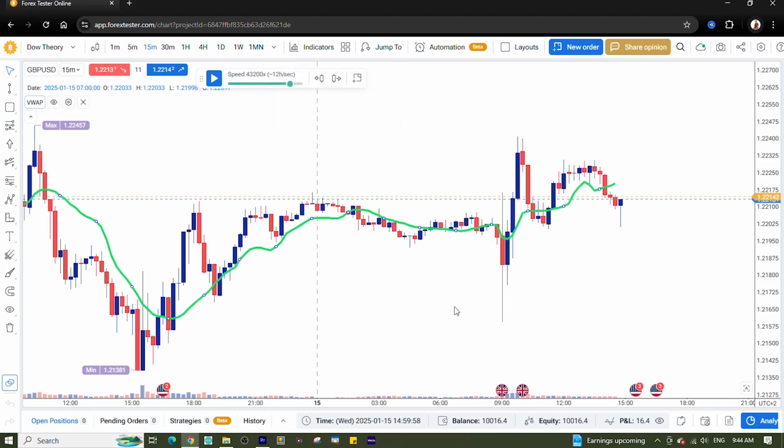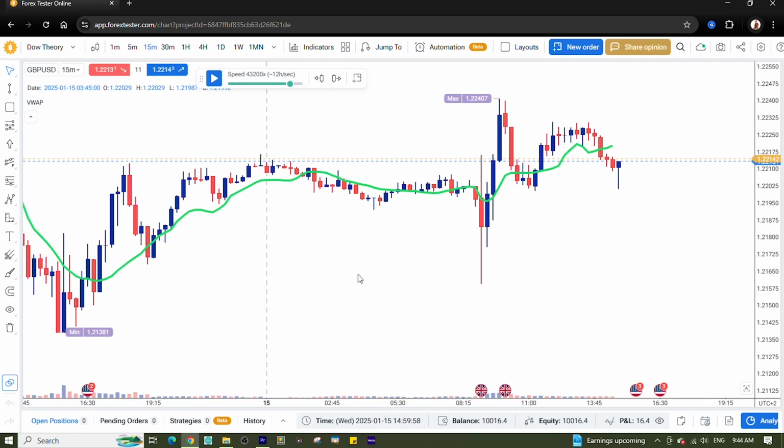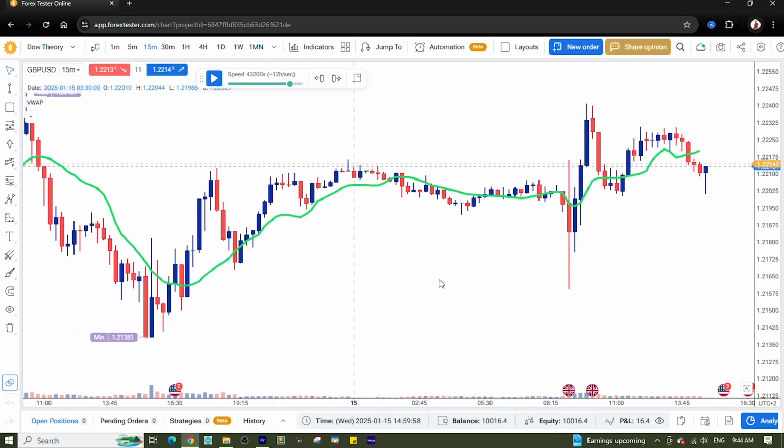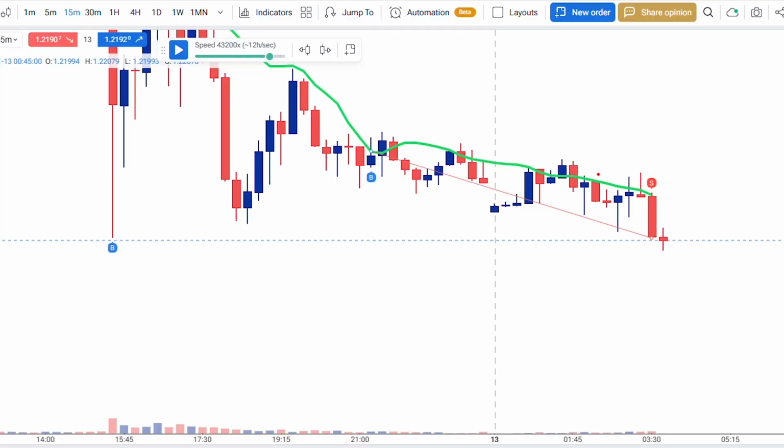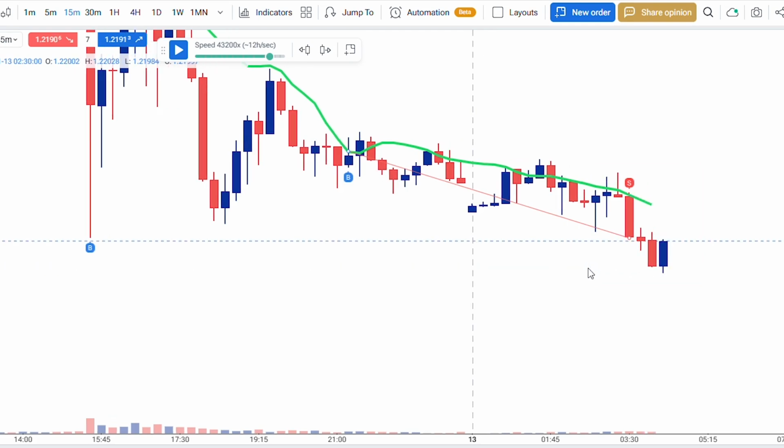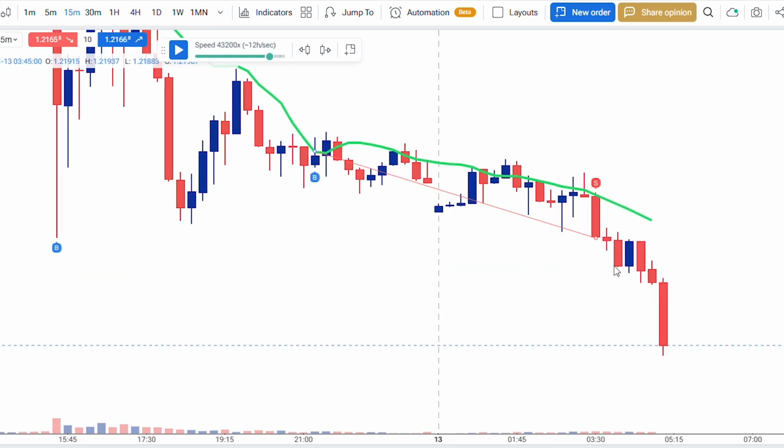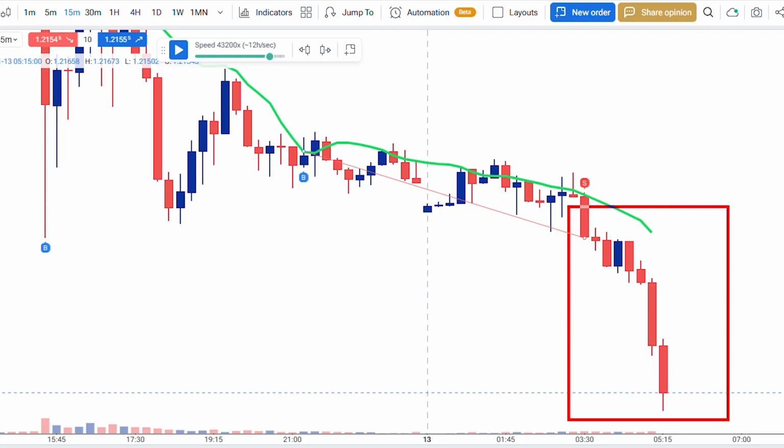This indicator is called the volume weighted average price. It works mostly like the moving average, but the difference is that the VWAP combines the volume and the moving average. What it does is it moves closer to the price when the price is ranging, and when the price starts rallying and the volume increases, then it will also move apart from the price. Okay, so we have something that looks like this. Our goal is to take the trade before this happens.